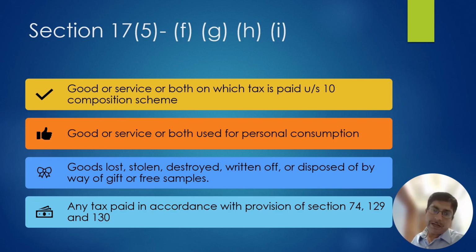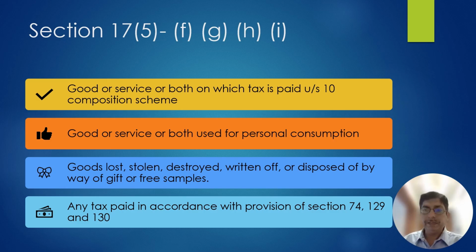Any taxes paid in accordance with the provisions of section 74, 129 and 130. These are fraud cases basically. Let's take an example. There is a place in Tamil Nadu called Sivakasi. I'm just taking a name as an example, no other purpose. At that place there is a huge business of manufacture of crackers. The person sells the crackers without charging any GST, done everything in cash.